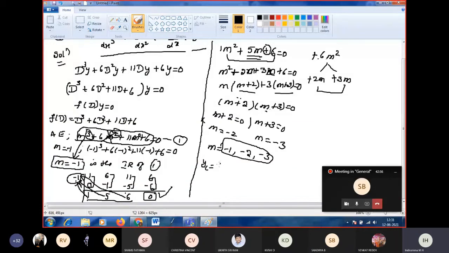How to write YC? C1 e to the power m1x, that is minus 1x, plus C2 e to the power minus 2x, plus C3 e to the power minus 3x. So this is the way we have to write YC for real and distinct roots.